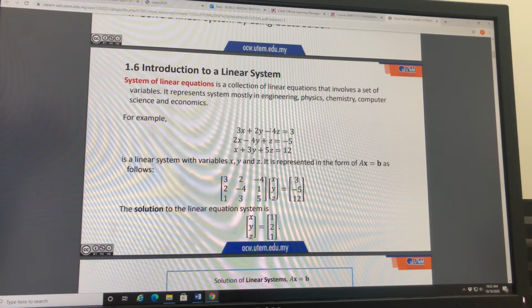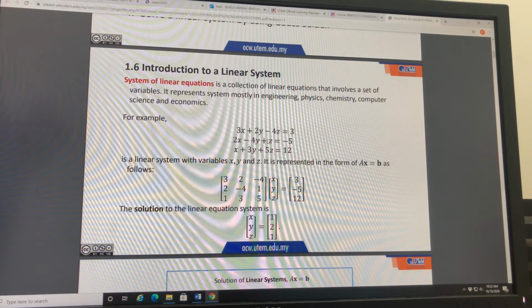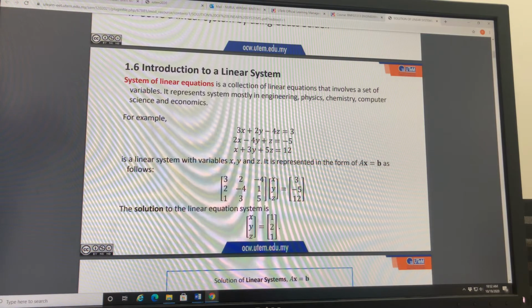Make sure you consider the sign also, because this negative belongs to the coefficient, to the number. So it's negative 4. The rest you just follow. Here is 2, we write 2. Here is negative 4, so we write negative 4, and here is 1. So this is matrix A.